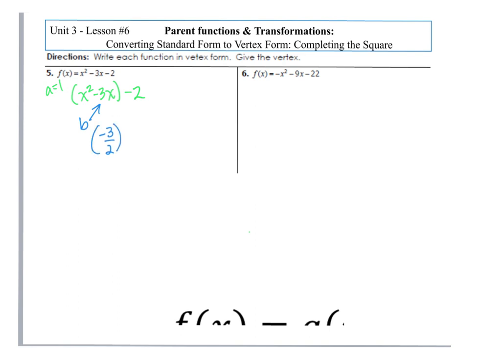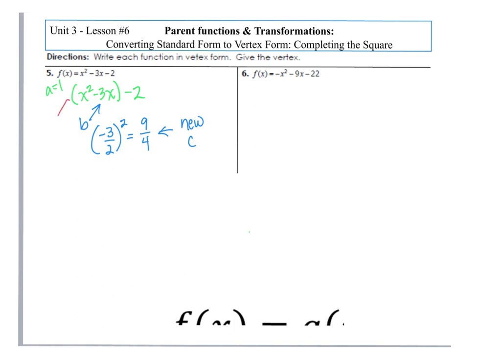So negative 3 over 2 is going to stay that way, and then we're going to square it. That means negative 3 over 2 times negative 3 over 2, which is equal to positive 9 over 4. And again, that's still our new c, even though it's a fraction. We don't hate it. We're going to keep working like we have.